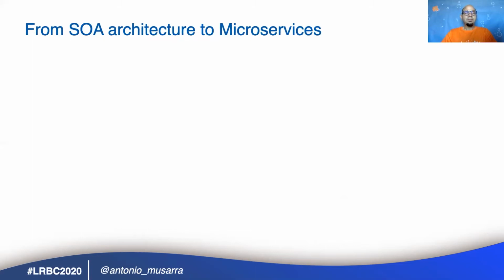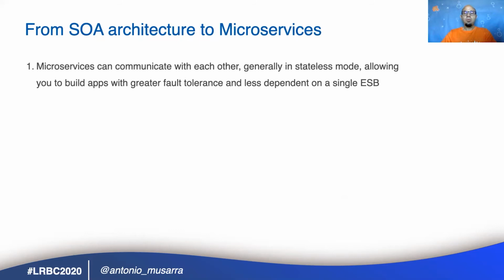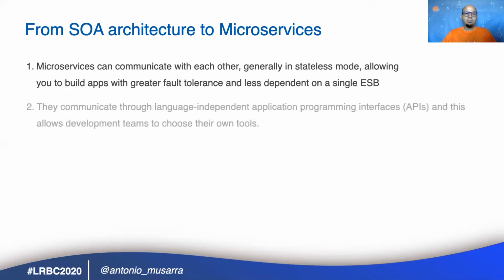Well, let's see the transition from SOA to microservices architecture. Microservices can communicate with each other, generally in stateless mode, allowing you to build apps with greater fault tolerance and less dependent on a single ESB. They communicate through language-independent application programming interfaces, APIs, and these allow development teams to choose their own tools.